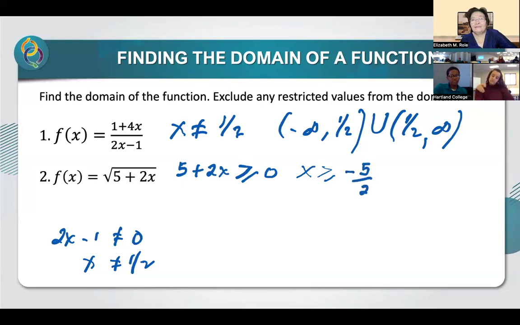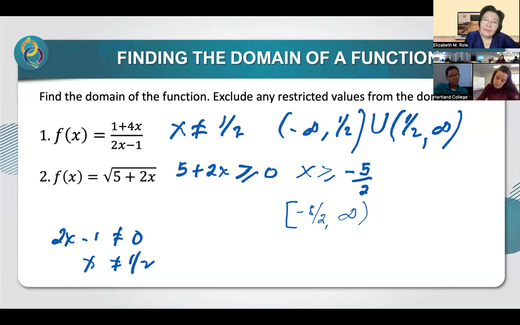So putting that in interval notation, I mentioned that if it is greater, you always begin with that number and then you end with positive infinity. If it is less, you begin with negative infinity and end with the number that you have there as the value of your x. So, because it's greater than or equal to, we now have minus 5/2 and positive infinity. Okay.